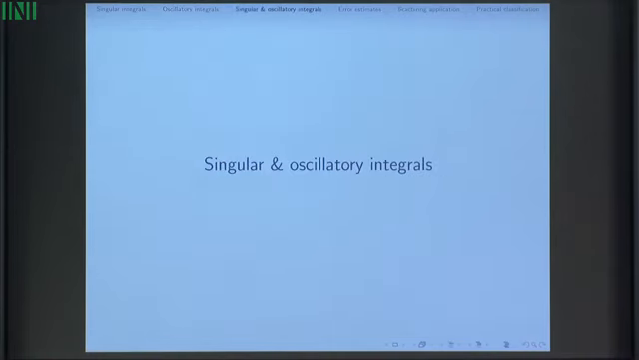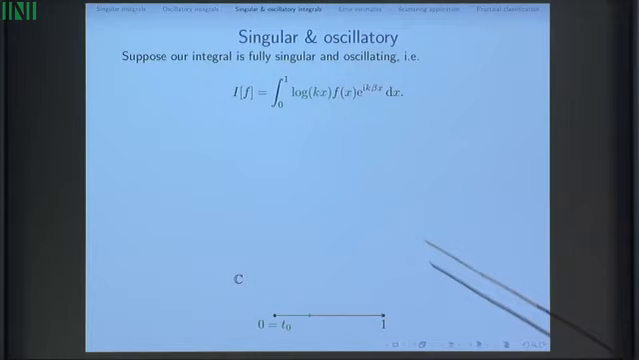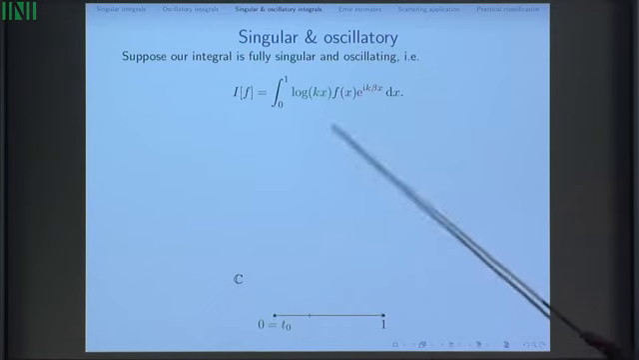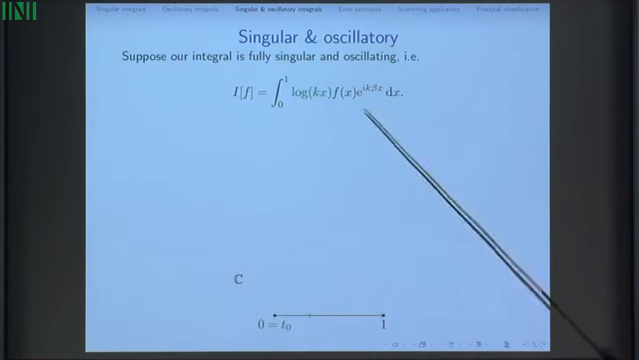Okay, so now I'm going to aim to combine oscillatory and singular approaches into one which works for both. Okay, so this is the model integral that I started with, except we're specifying that the singularity is now at 0. So a logarithmic singularity at 0. This is our original path that we're taking in the complex plane from 0 to 1.